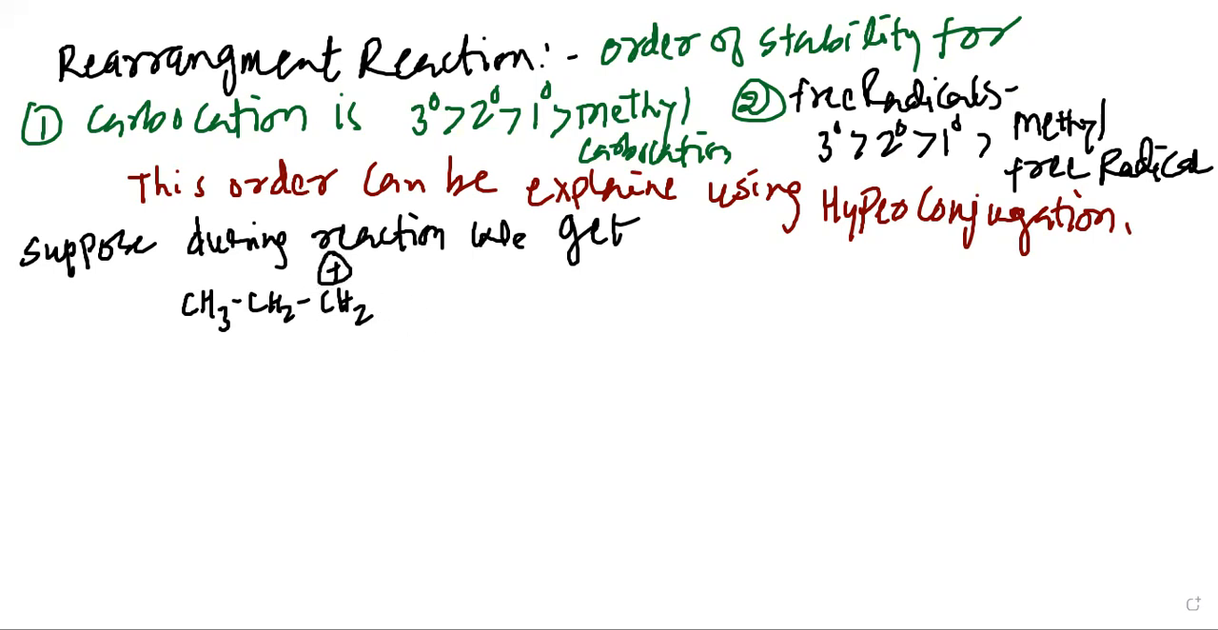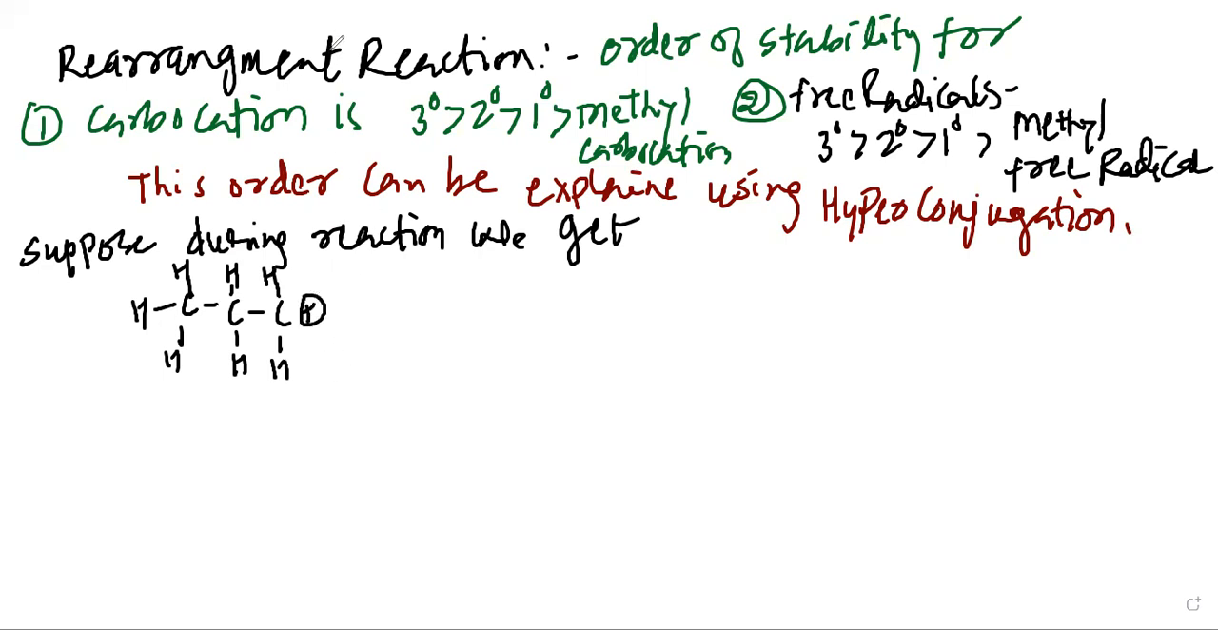So, if we write this structure, my dear students, let us write the structure of this carbocation: CH3, CH2, CH2 and a positive charge.